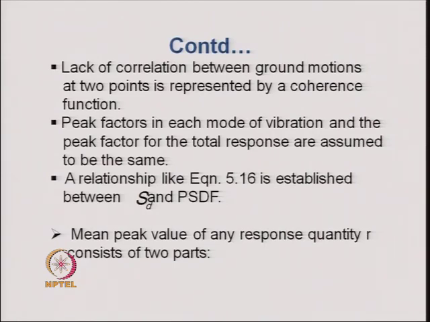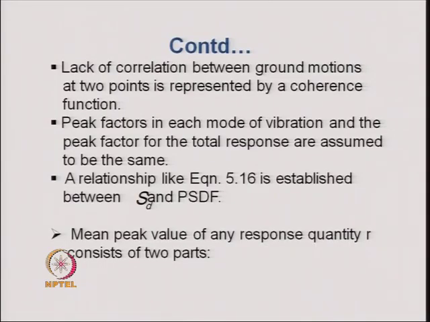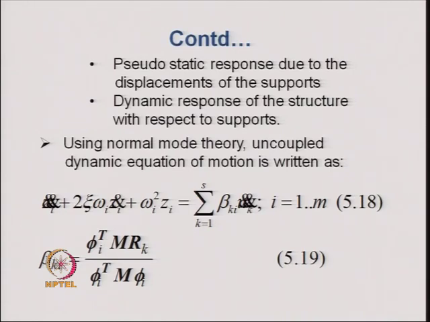The mean peak value of any response quantity R consists of two portions. The first part is the pseudostatic response due to the displacements of the supports. The second part is the dynamic response of the structure with respect to the supports. The first part is obtained by applying unit displacement at each support successively, finding out the responses in the non-support degrees of freedom. That gives the pseudostatic response due to the displacements of the supports.